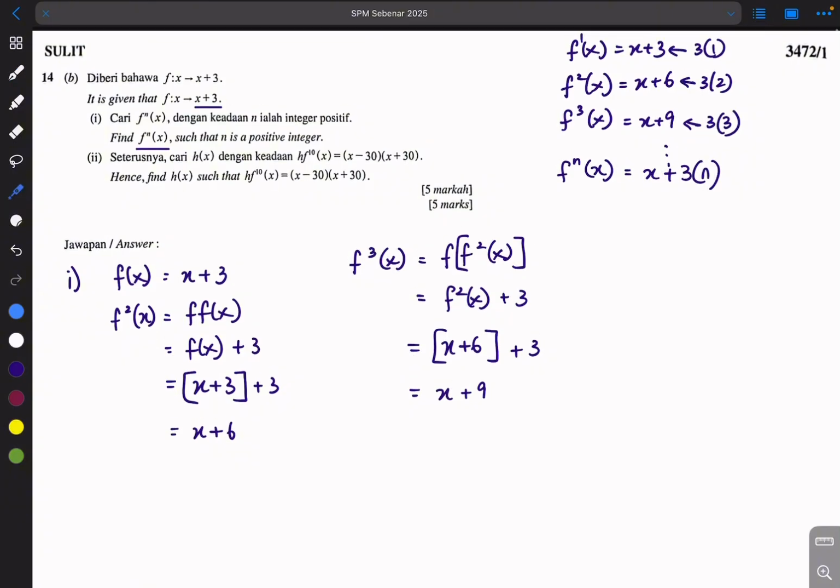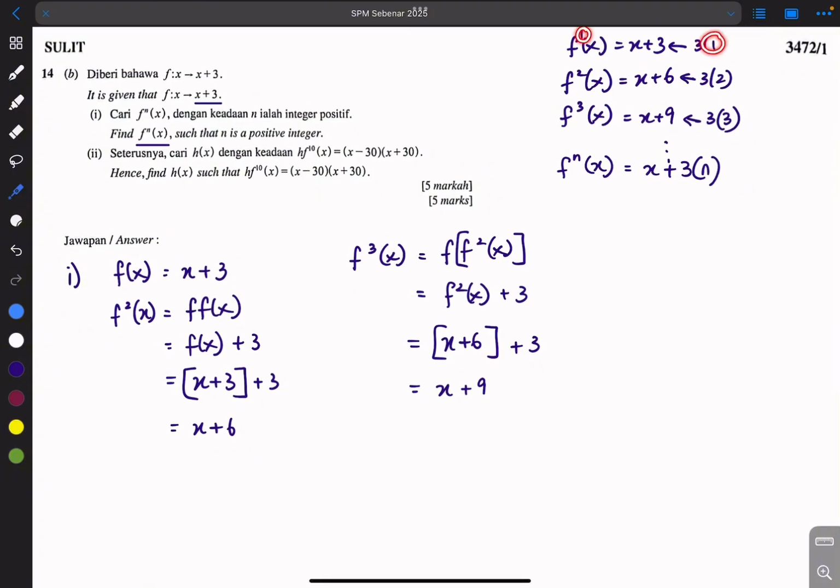Because when n is 1, we got 3 times 1. N is 2, we get 3 times 2. N is 3, we get 3 times 3. So n is n, we get 3 times n. So our answer for B1 will be this: x plus 3 times n.